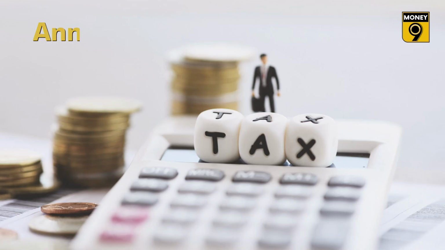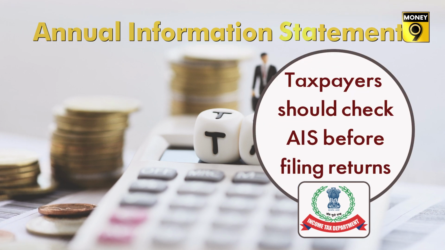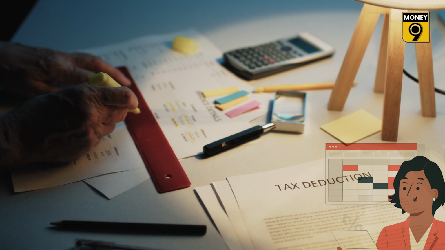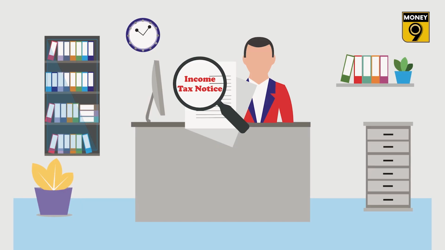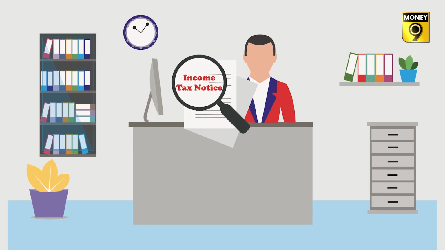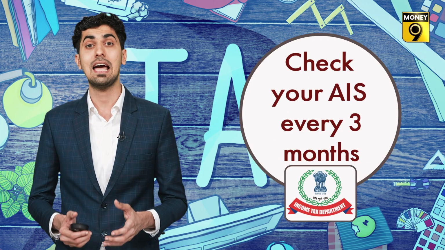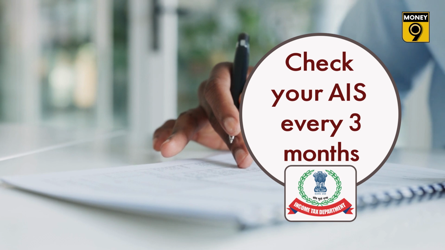Before filing returns, the taxpayers should definitely check their AIS and ensure that the income shown under ITR is commensurate with your AIS. Any kind of mismatch can attract an IT notice. Most people only check their AIS while filing their returns. It is advisable to check your AIS every 3 months and immediately report any mistake you find.